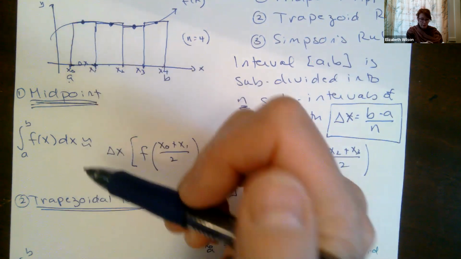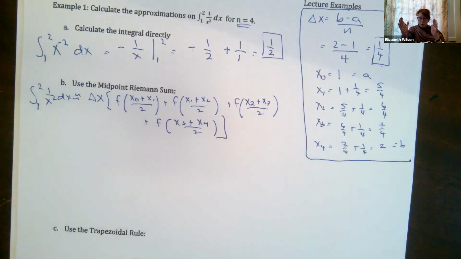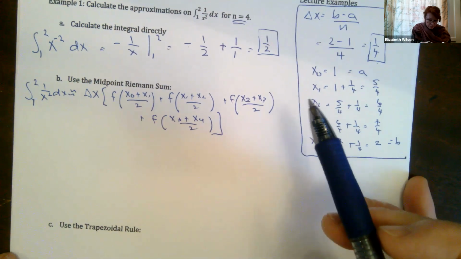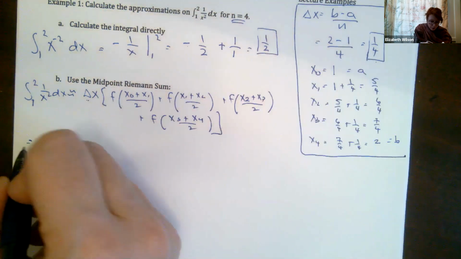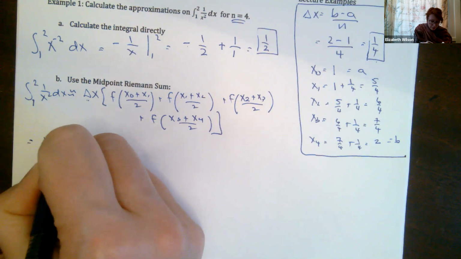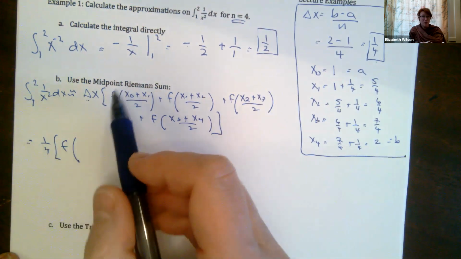I want the midpoint of my rectangle. So I have to figure out the beginning and the end of the rectangle, and what's the midpoint. So I'm going to do those here. I'm going to start plugging things in. So my delta x is 1/4. We're going to do f of first, and then we're going to actually plug it into our function.